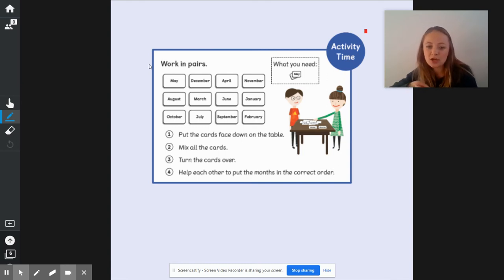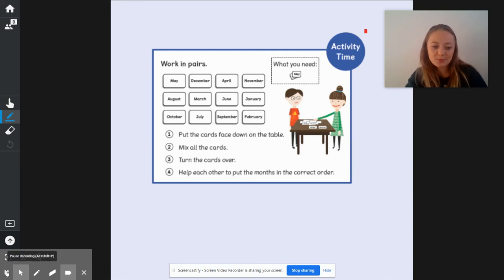And then you can turn them all over, and you need to turn each one over and try and put it in order where it comes in the year, starting with January and ending with December. You could do the same thing with the days of the week as well for an extra challenge.